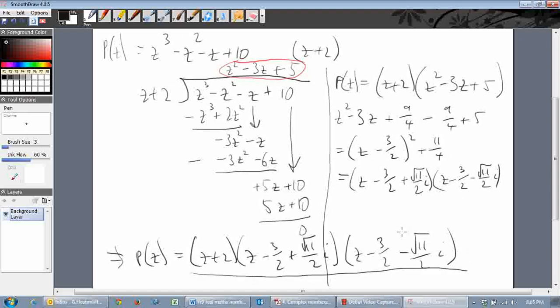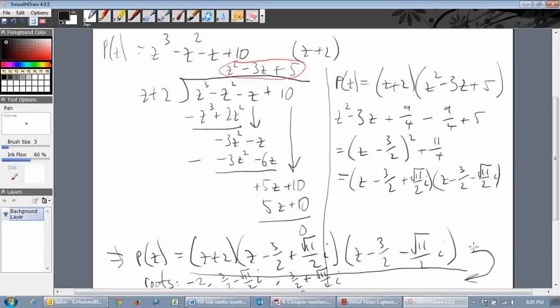If it asks for you to factorise, that's what you need to write it as. If it asks for the roots, then you're going to be writing the roots. What are the roots? If it asks for the roots, negative 2 is the first root. The second root will be 3 over 2 minus root 11 over 2 i, and the third root will be 3 over 2 plus root 11 over 2 i. They're the roots, okay?